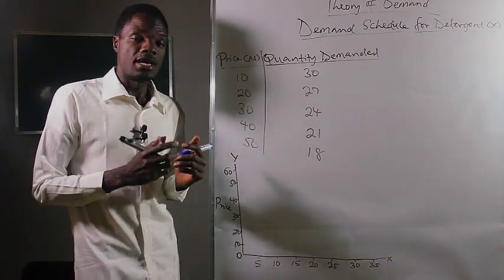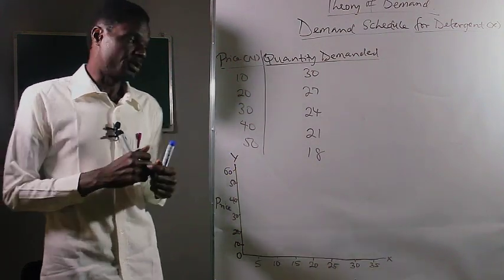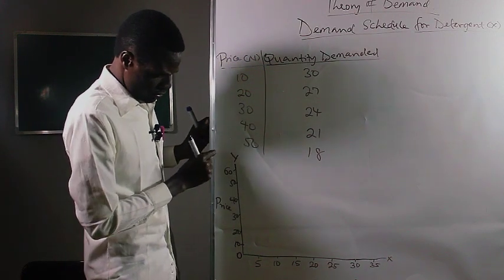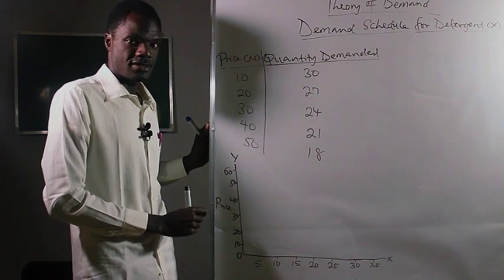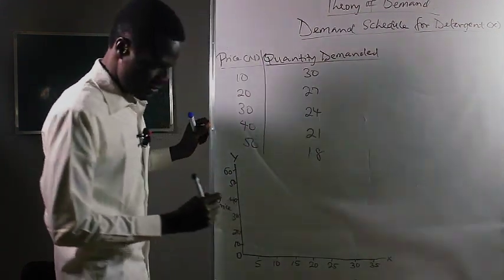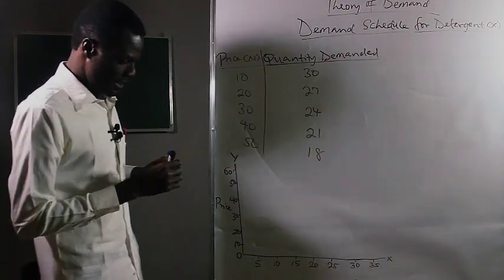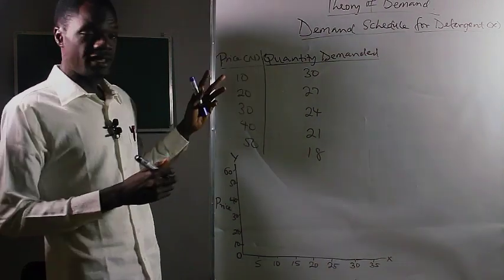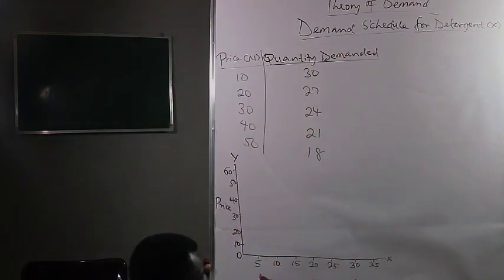Now, we are going to use this information to plot the demand curve. As we know, a demand curve is a graph that contains symbols representing information. Now, in this one, we have the y-axis or the vertical axis representing price, and the horizontal axis or x-axis representing quantity demanded. When the price is 10 naira, the quantity demanded is 30. So we now trace it.